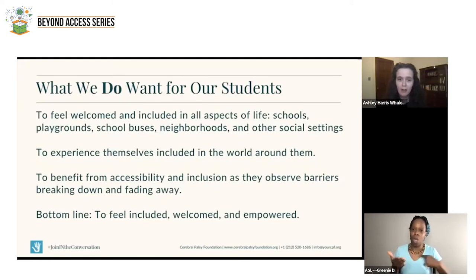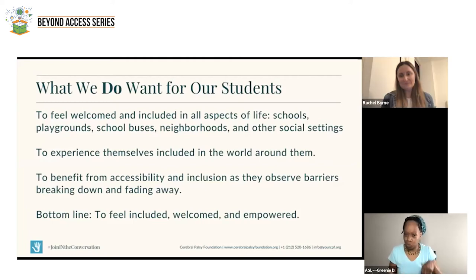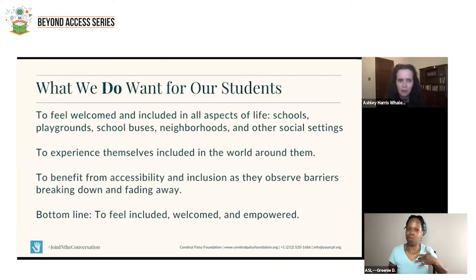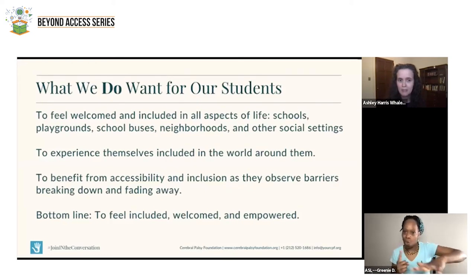So we've talked a lot about what we don't want for our students, but what do we want for them? We want them to feel welcome and included in all aspects of their life, at school, on the playgrounds, on school buses, in their neighborhoods, and in social settings, of course. We want them to experience themselves being fully and completely included in the world around them, and to benefit from accessibility and inclusion as they're able to see these barriers sort of break down and gradually get lesser and lesser and lesser as time goes on.